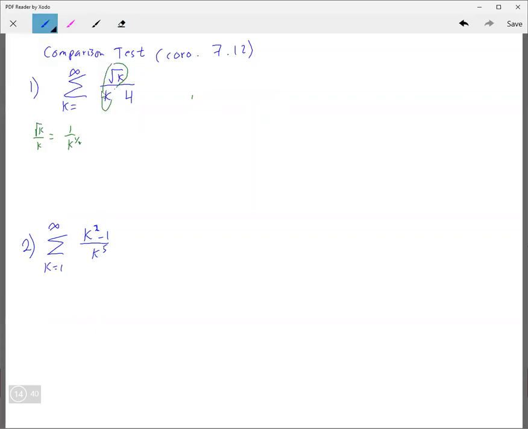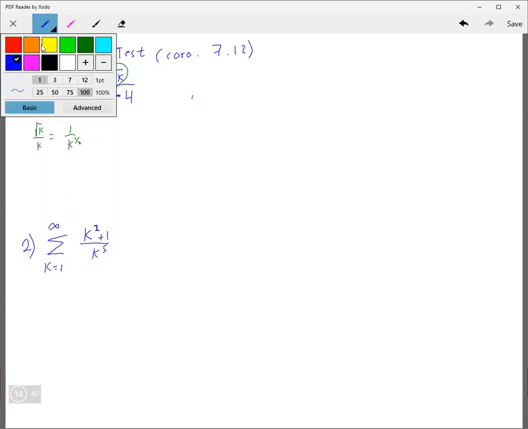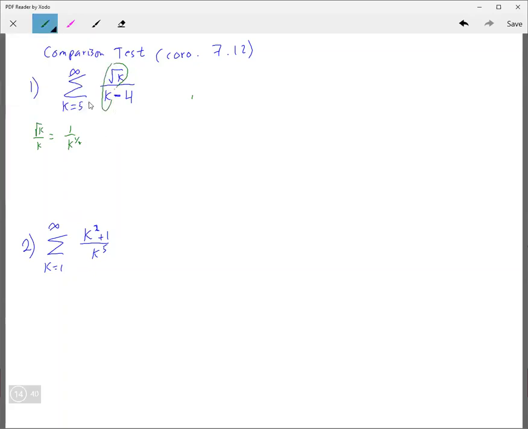What I'm going to do is modify the problem a little bit. It's still going to converge either way. This is still going to diverge and this is still going to converge. But if you take the terms, then this is going to be greater than or equal to 1 over k to the 1/2. Let me show more steps.